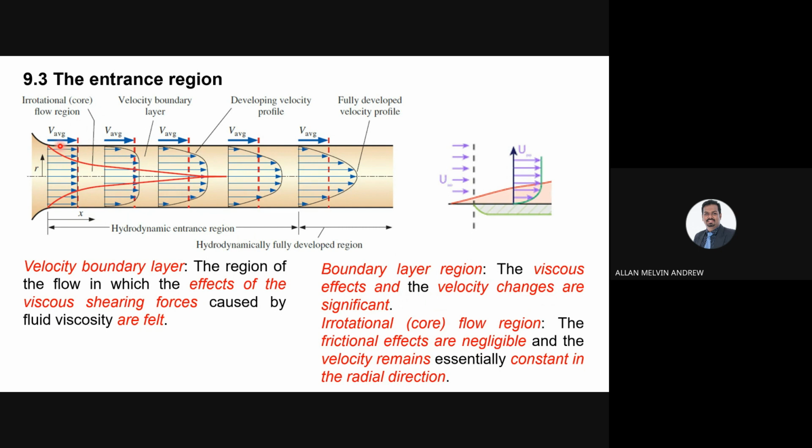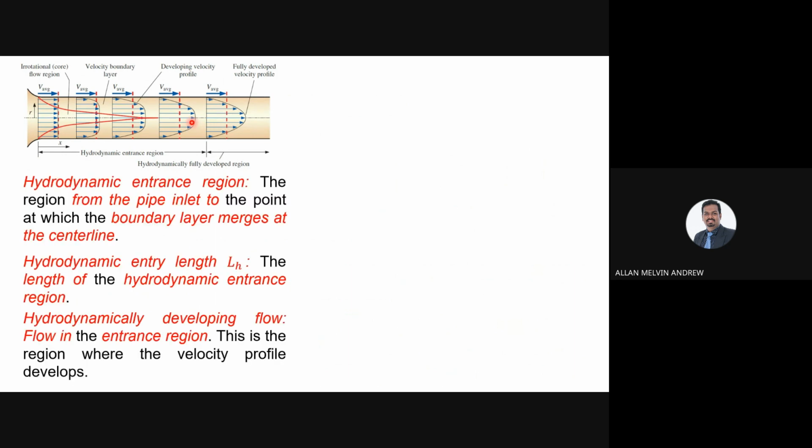So even though there are particles attached to the wall, the frictional effect is negligible, because we are having atmospheric pressure, and the velocity remains essentially constant in the radial direction. So the velocity will be the same.